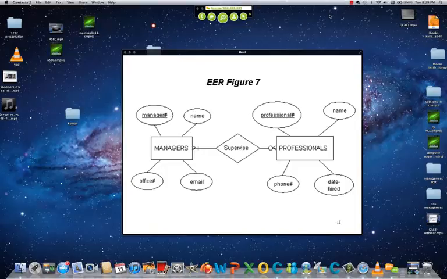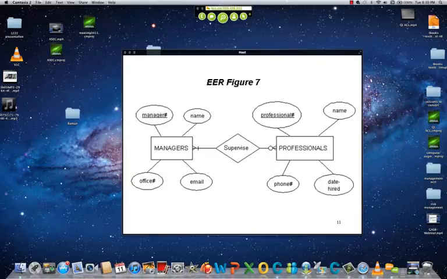Okay. Then you can read this crowfoot and 1. You start again from the opposite. A professional is supervised by either 1 or many managers. I'm sorry. Okay. Then managers have 4 attributes: manager number, name, office number, and email. Manager number is the primary key for the managers table. Professionals also have 4 attributes: professional number, name, phone number, and date hired. Professionals have primary key professional number. Okay.